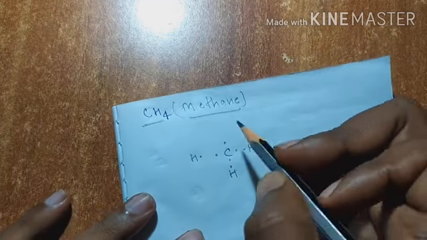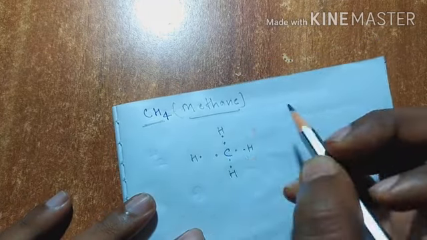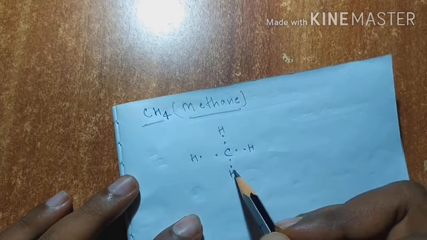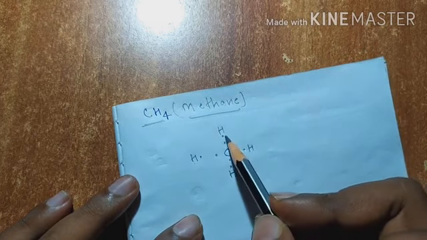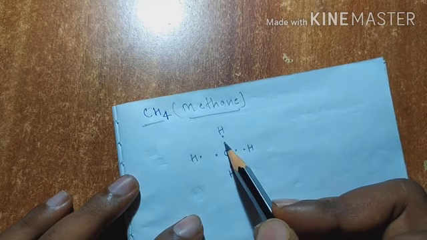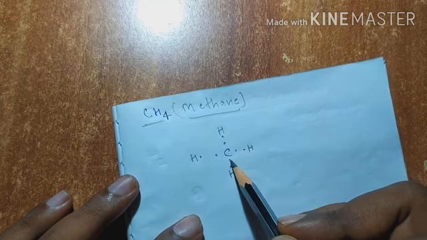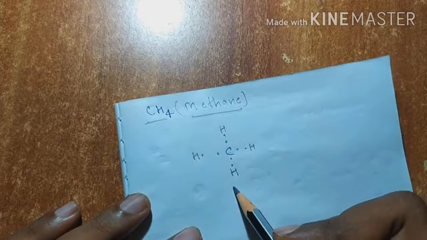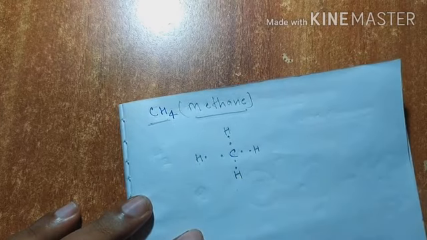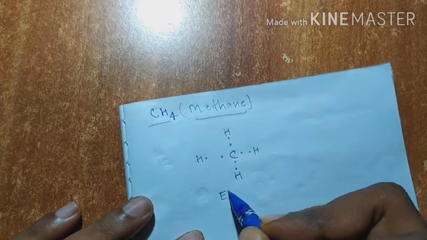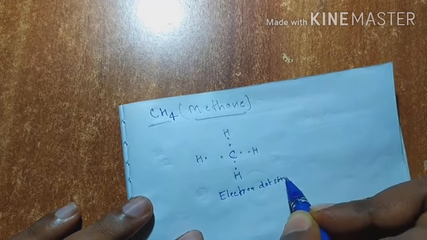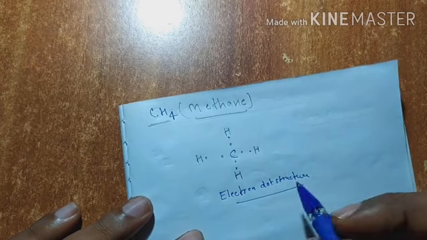one electron, one electron. This electron belongs to this hydrogen atom. This belongs to this hydrogen. This electron belongs to this hydrogen, and this electron belongs to this hydrogen. And similarly, these electrons belong to carbon. These also belong to carbon. So now see, this is the electron dot structure of the methane molecule. This is the electron dot structure of methane, right?